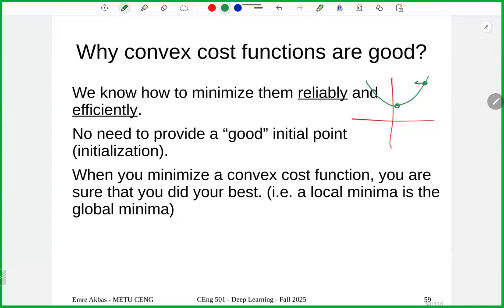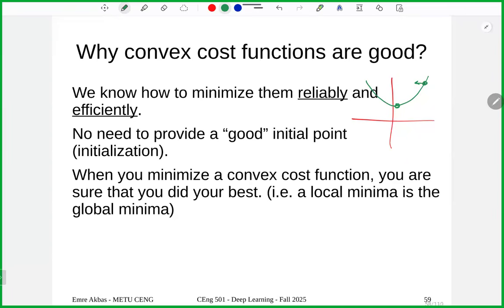So in that sense, there is no need to provide a good initial point, because wherever you start, you are guaranteed to find the global minimum. And when you minimize the convex cost function, you are sure that you did your best. That's a very nice feeling, okay? Once you minimize it, this is the global minimum. You cannot do better than this.